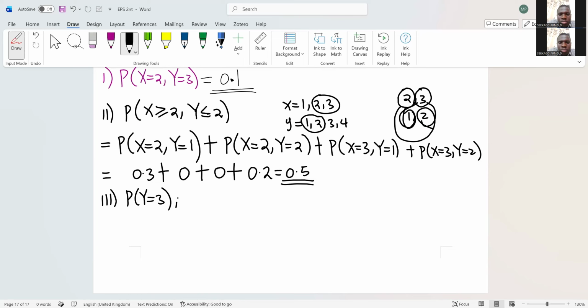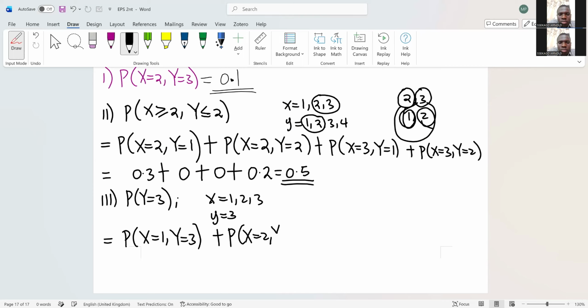Therefore, x is still 1, 2, and 3. X is still varying, but y has been fixed at 3. Therefore, to obtain that probability, you pair x equals 1 with y equals 3, x equals 2 with y equals 3, x equals 3 with y equals 3. Therefore, the probability of y equals 3 is equal to the probability of x equals 1, y equals 3, plus the probability of x equals 2, y equals 3, plus the probability of x equals 3, y equals 3.